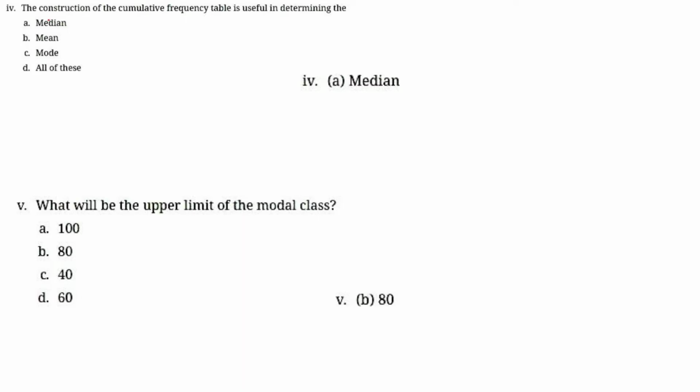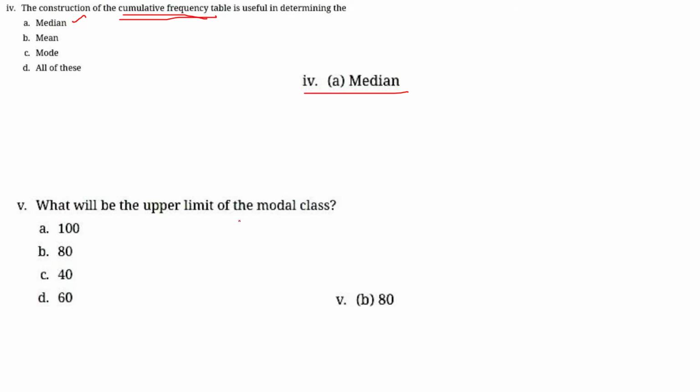The construction of a cumulative frequency table is useful in determining. For the year 2021, CBSE deleted this portion. That is called more than and less than ogive. But this graph is very useful to calculate the median. Right. Now the last question.